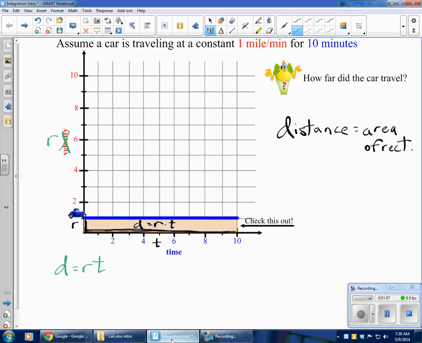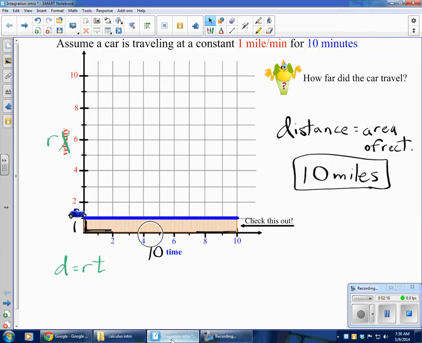So, how far did it go? Well, this one's pretty easy. 10 by 1, so it went 10 miles. Which obviously, if it was going 1 mile per minute for 10 minutes, it went 10 miles. Obviously, that's a fairly simple example, but it illustrates how we can use areas to find stuff that you usually wouldn't think as an area.